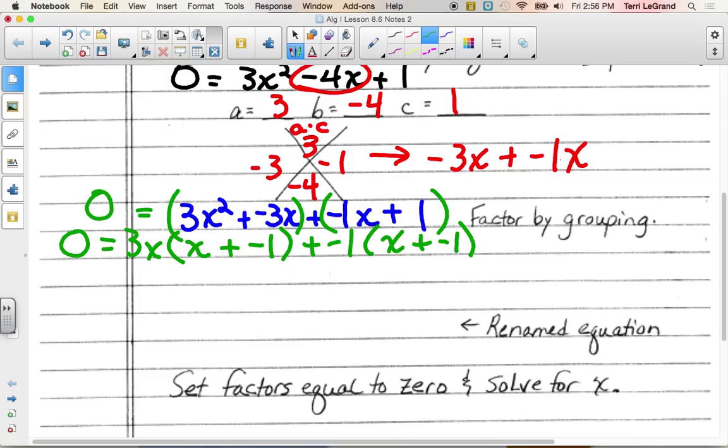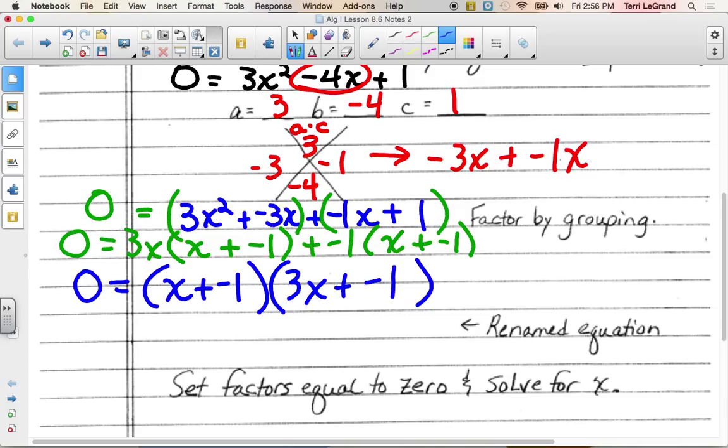So that now we can bring down our 0 equals, and the factor name would be our greatest common factor of the whole 4-term polynomial, x plus negative 1. What's our other factor going to be? 3x plus negative 1. And then in this next one, since we have room here, I'm going to clean it up. X minus 1 times 3x minus 1.